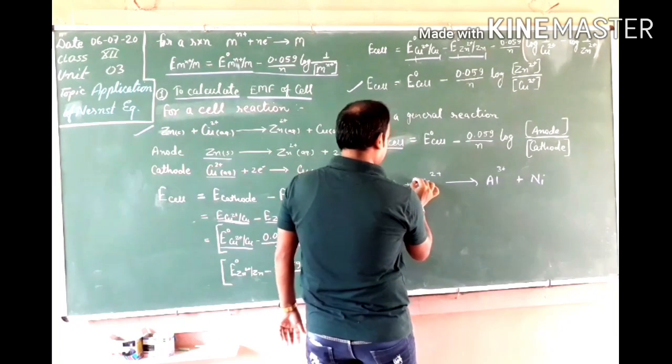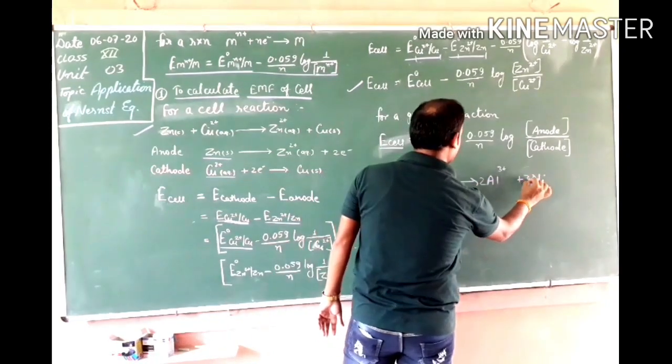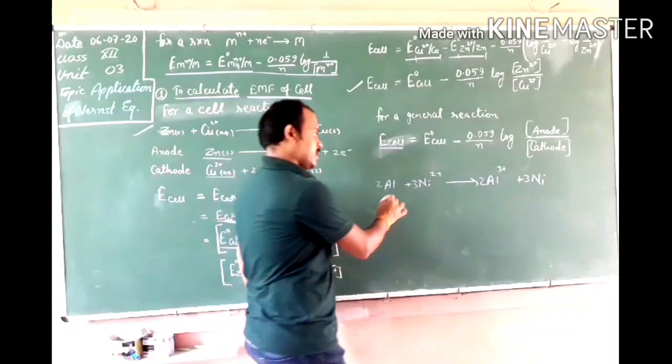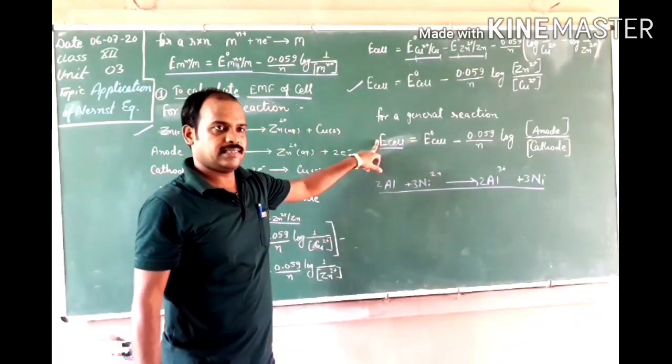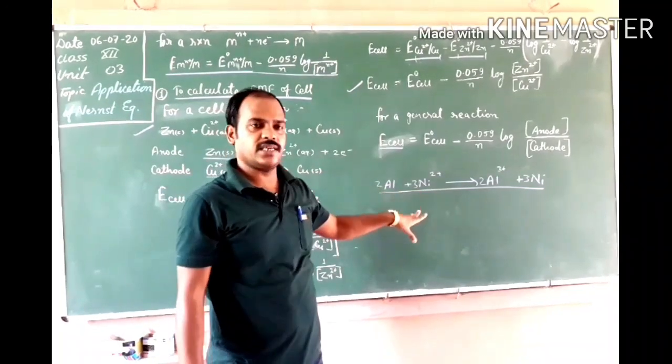So students, see, this is a balanced equation. This is forming a cell. So for this cell, how can we write E cell? First you have to identify here which one is anode and which one is cathode.